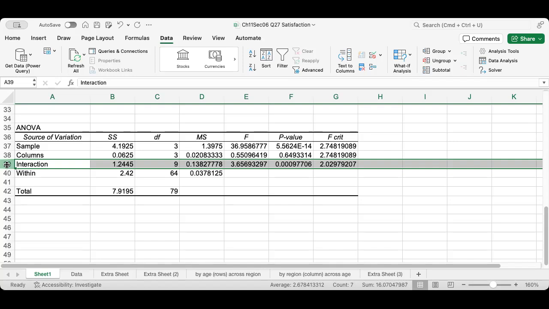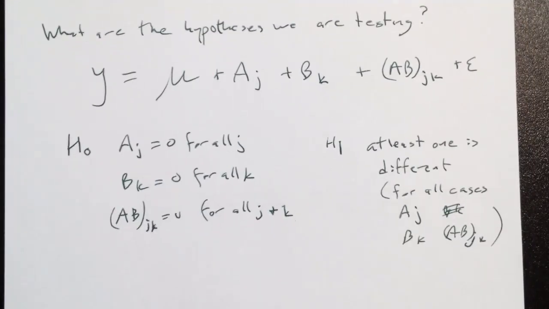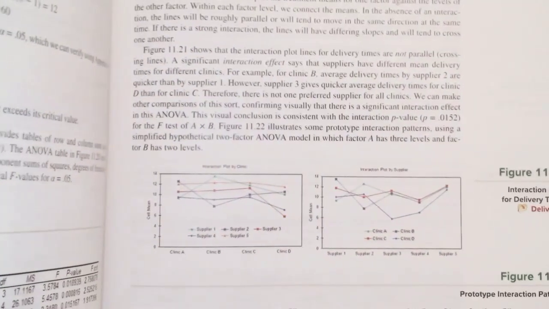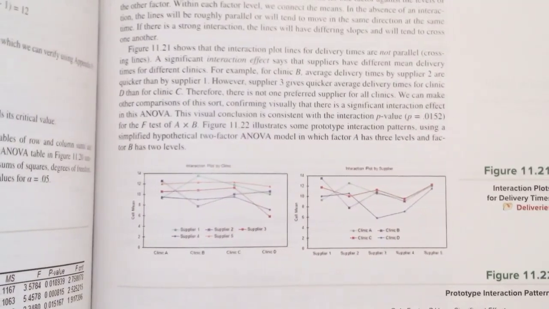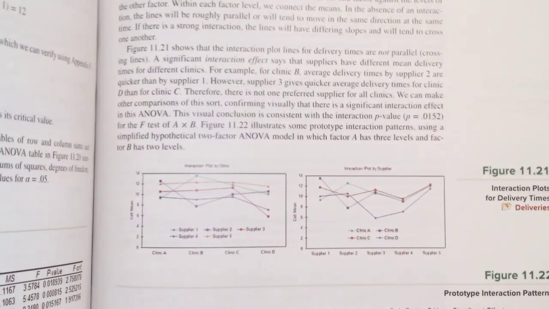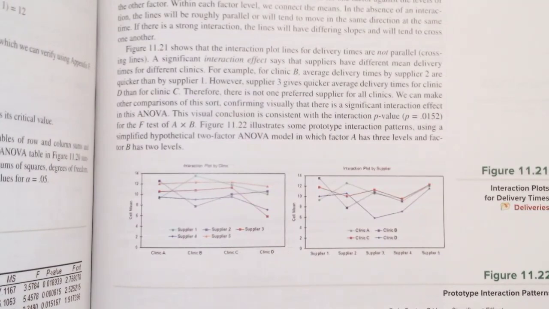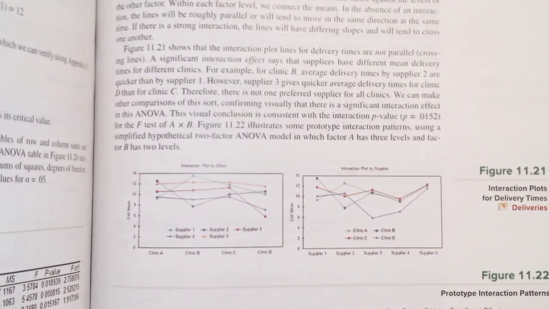How can I figure out what the interaction is? I'm going to go back to the textbook for a moment, and I'm going to actually make a plot. I'm just going to make a line graph. I'm going to graph the interactions. How? By graphing the actual averages by row and by column.